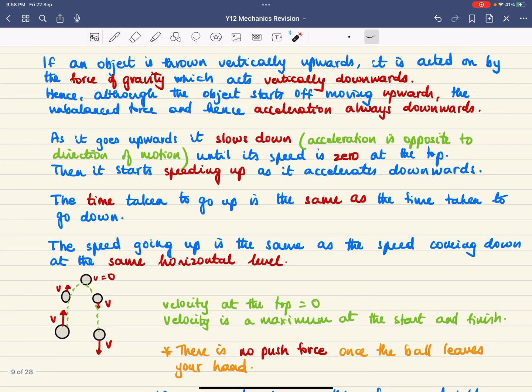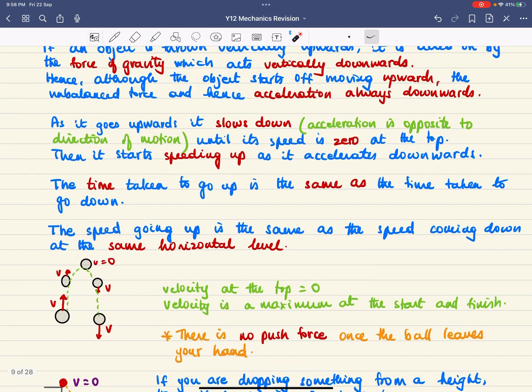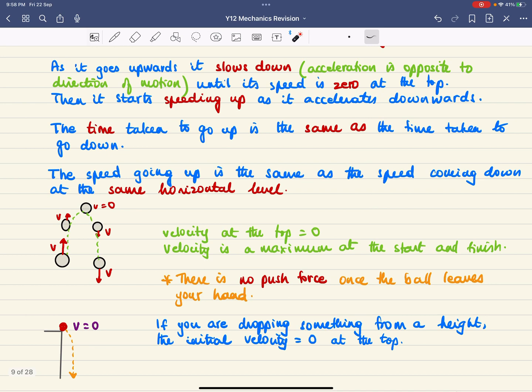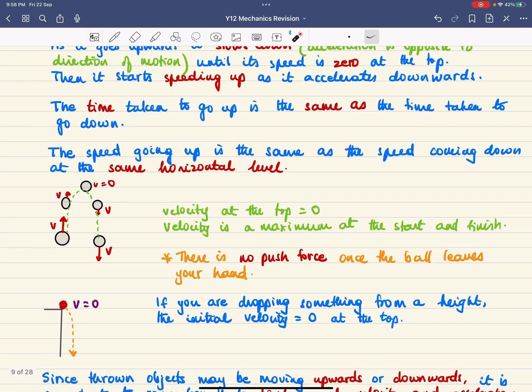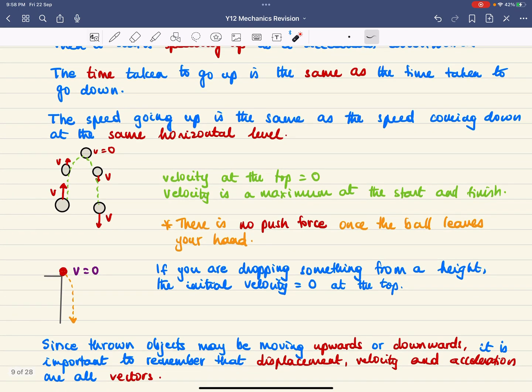Now, the time taken to go up is the same as the time taken to come down for the same horizontal level. The speed going up is the same as the speed coming down at the same horizontal level. So the vertical velocity at the top is 0, and the velocity is a maximum at the start and at the finish. The difference is they're in opposite directions. There is no push force once the ball leaves your hand. Now, if you are dropping something from a height, the initial vertical velocity is 0 at the top.